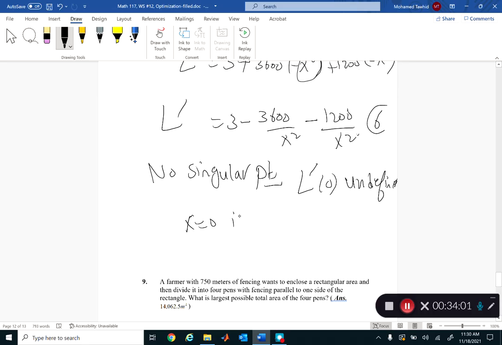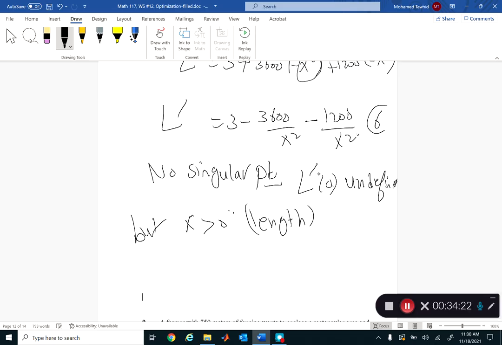What is x? Zero is not in the domain, because x here should be greater than 0. Why? Because your x here is a length, and your length should be greater than 0. So we cannot have 0 inside the domain. Because of that, there is no singular point.